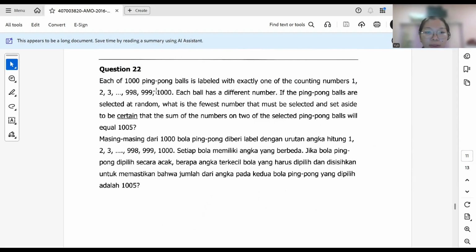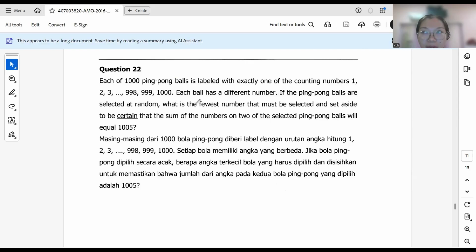Each of 1000 ping pong balls is labeled with exactly one of the counting numbers. Each ball has a different number. If the ping pong balls are selected at random, what is the fewest number that must be selected and set aside to be certain that the sum of the numbers on two of the selected ping pong balls will equal 1005? We use the pigeonhole principle for this. If you haven't heard of the pigeonhole principle, you can Google it, okay?